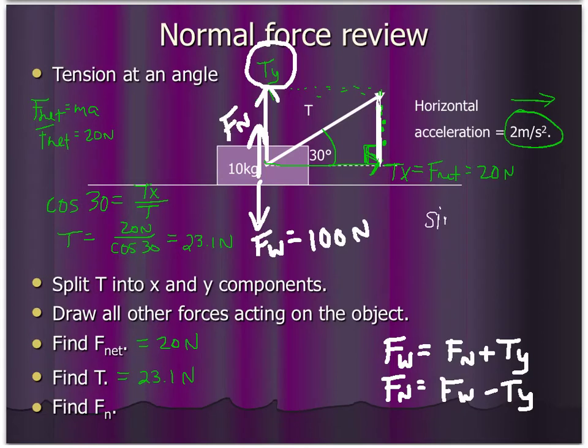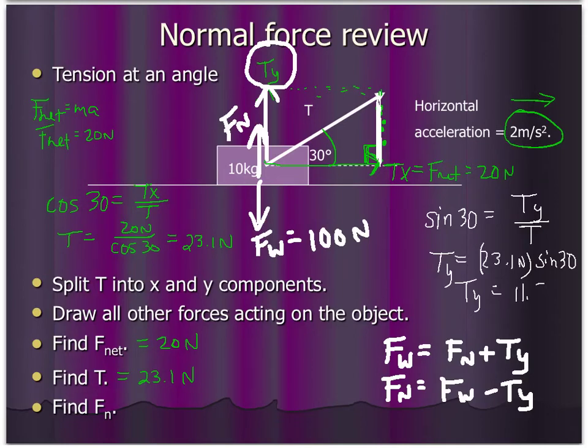So I know I can say that the sine of 30 is equal to that opposite, Ty, divided by my hypotenuse T, which we've just solved to be 23.1. So when I rearrange this then, I'm going to end up taking Ty is T, 23.1 newtons, times the sine of 30. Sine of 30 is 1/2, so 23.1 times 1/2 is going to give me 11.55 newtons.